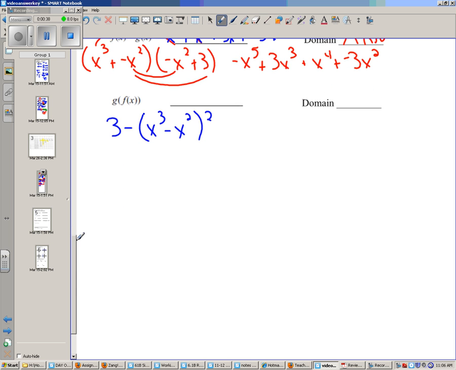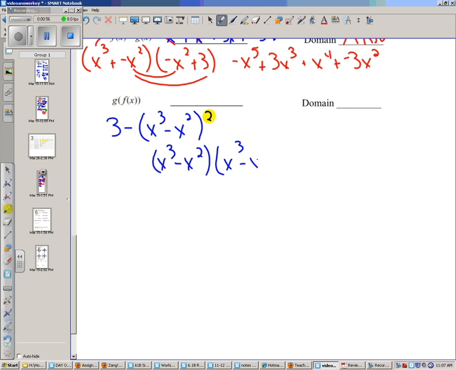So the first thing I'm going to do is the exponent part of the problem because the exponent gets the parentheses before that subtraction in front of it does. So I'm going to square x cubed minus x squared times another x cubed minus x squared. And when I do that, I get x to the sixth. Then I get a negative x to the fifth and another negative x to the fifth, which gives me two of them. And then I'm going to get a positive x to the fourth.